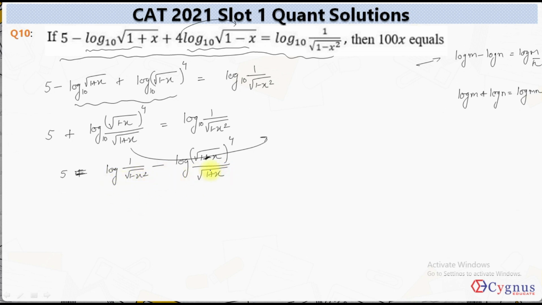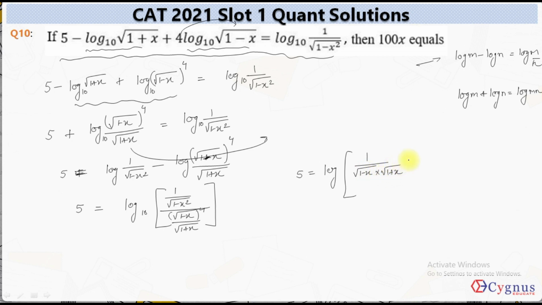Again I can apply log m minus log n here. So my answer will become 5 is equal to log of, inside the bracket, 1 by root of 1 minus x square divided by root of 1 minus x raised to the power 4 by root of 1 plus x to the base 10. Now if you try to simplify this, what will you get? 5 is equal to log of 1 by root of 1 minus x square. This is a square minus b square for me. So can we write it like this? Root of 1 minus x into root of 1 plus x. This denominator will be reversed.